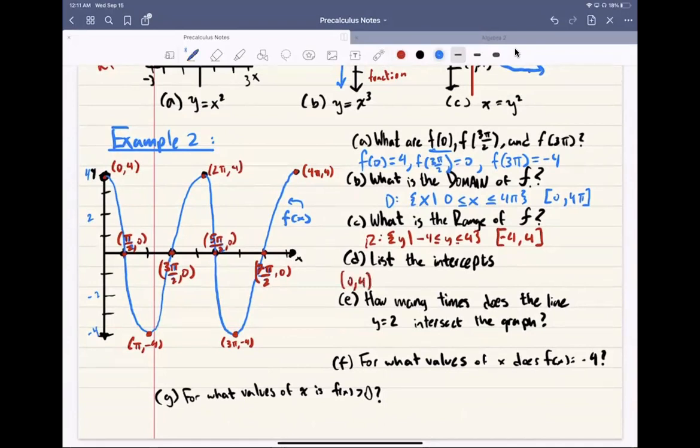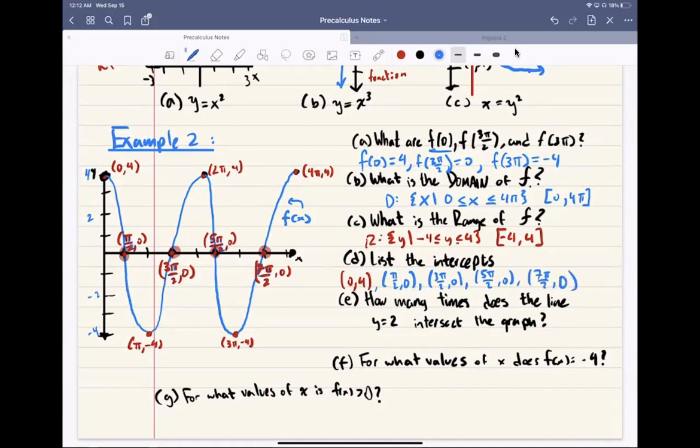Let's go ahead and list all our x-intercepts. Our x-intercepts are going to be these points right here. They're already nicely labeled for us, so all we've got to do is write those down. Our first x-intercept is (pi/2, 0). Our second x-intercept is (3 pi/2, 0), (5 pi/2, 0), and the last one, (7 pi/2, 0). Those are all our intercepts.